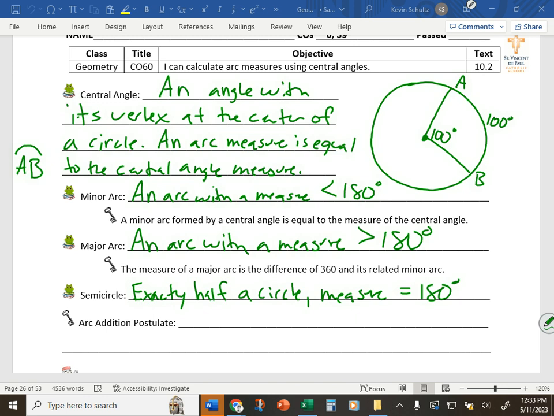Here we go. Questions on arcs. How do we know that this outside part is 100 degrees? We know the arc measure is 100 degrees because the central angle is 100 degrees. Yes, the relationship between the central angle and the arc measure is completely congruent. It's completely the same.